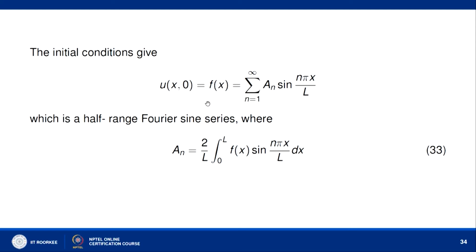Now, with the help of this we try to find the value of a_n. So, how to find the value of a_n? Here you just multiply by sin(m pi x by l). So, let us consider this problem: we have f of x equal to the summation of a_n sin(n pi x by l).